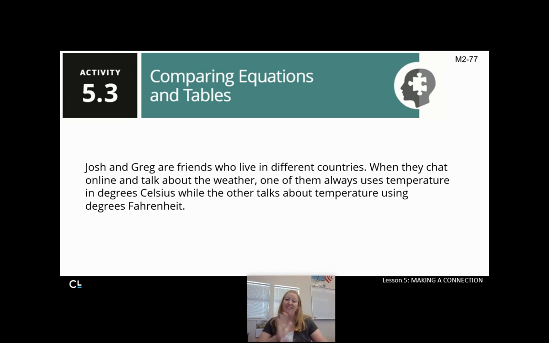We're doing the second half of the lesson today. You did the first half of the lesson last time. So that starts us off on Activity 5.3, where we're going to be comparing equations and tables.